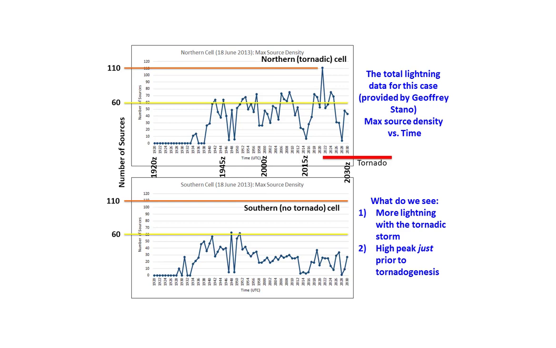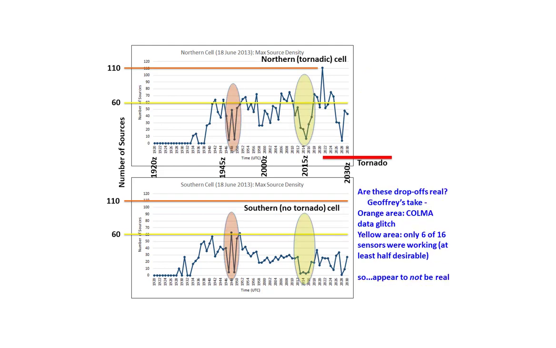Lightning trace. So what I'm going to contrast here: the southern cell didn't have a tornado, and the northern cell did. Now, the first thing that I noticed when we looked at this data were these low points. We wondered about those. So Jeffrey took a look at this, and he noticed that the ground-based network actually had some sensor trouble during that time. So we don't know the behavior during this time. For all we know, it could have been ramping up.